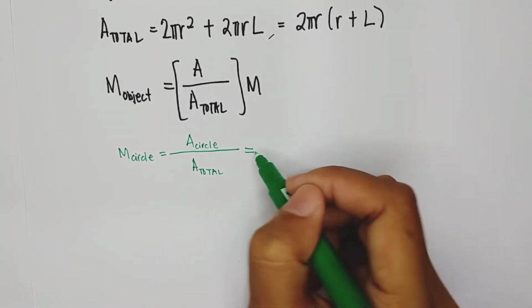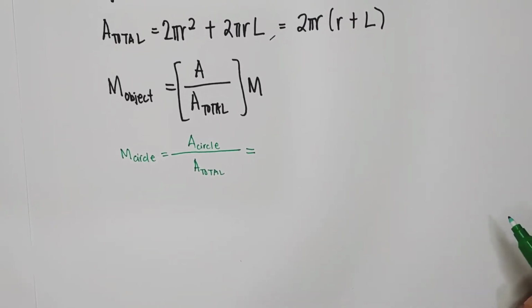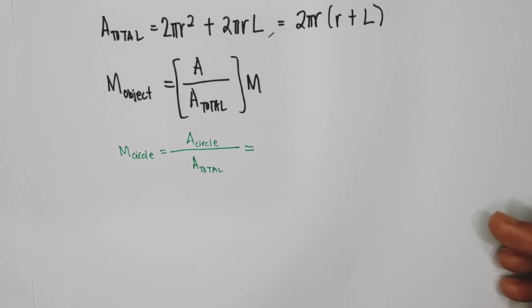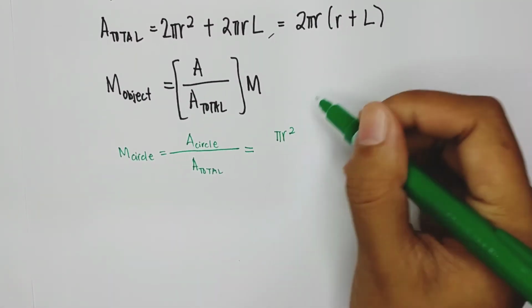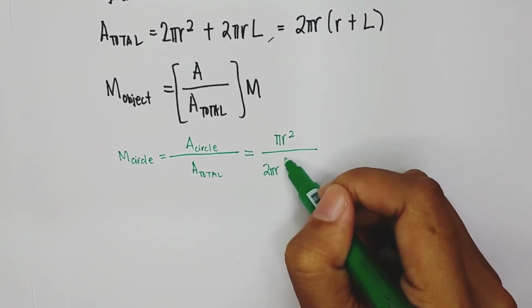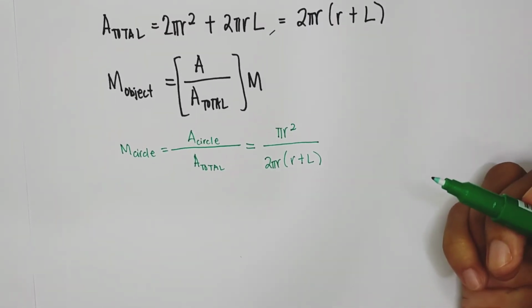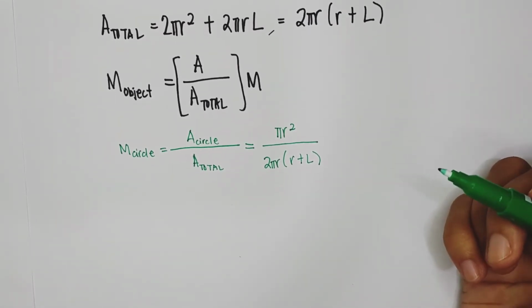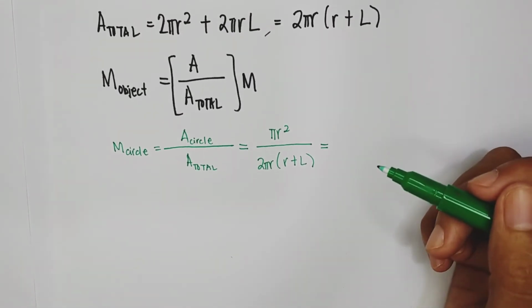Okay, so this will be equal to the area of our circle, pi r squared, over the total area, which is 2 pi r times (r plus l). So that will be the formula. Now, let's substitute the given.